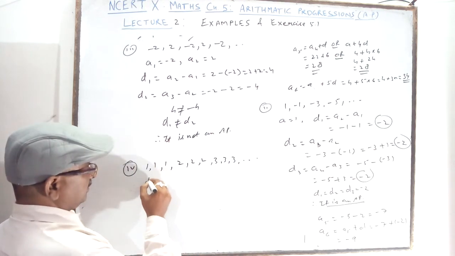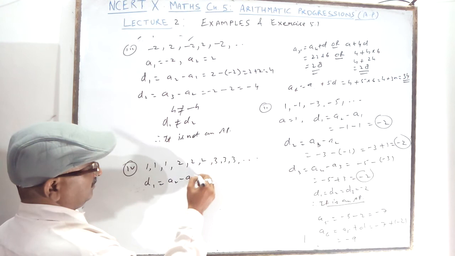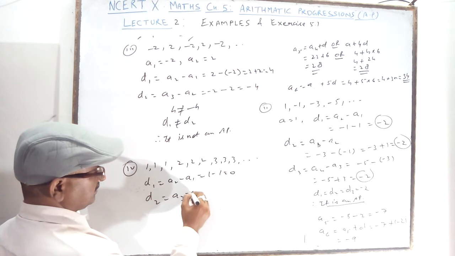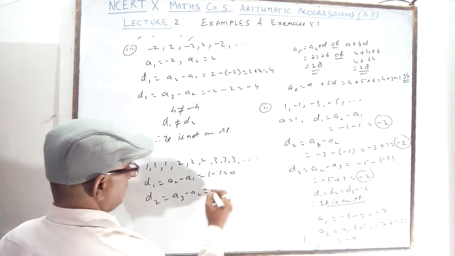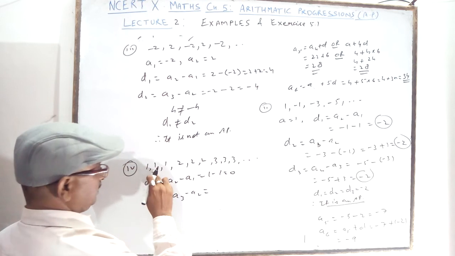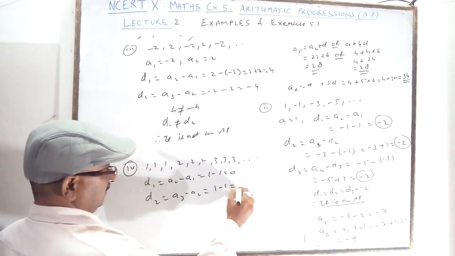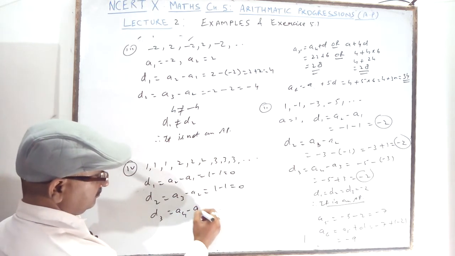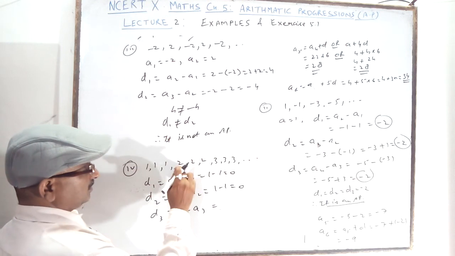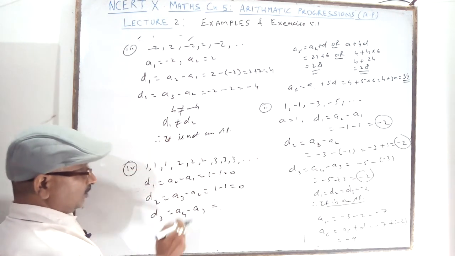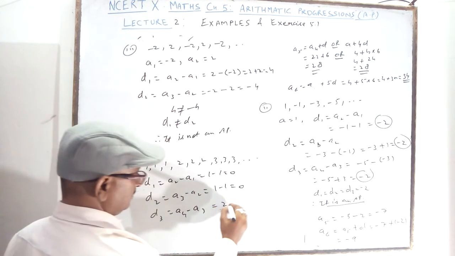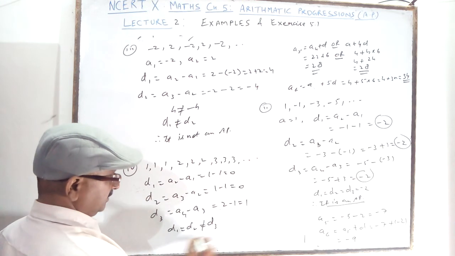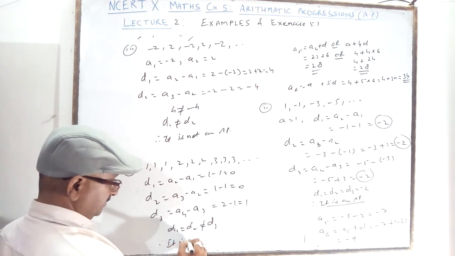Again, what is D1? A2 minus A1, 1 minus 1 is equal to 0. D2 is A3 minus A2. What is A3? A1, A2, A3. 1 minus 1 is equal to 0, and you find out A4 minus A3 also. What is the difference you are getting? One more number will be here, so 2 minus 1, you are getting 1. So D1 is equal to D2 but not equal to D3, so it is not an AP.